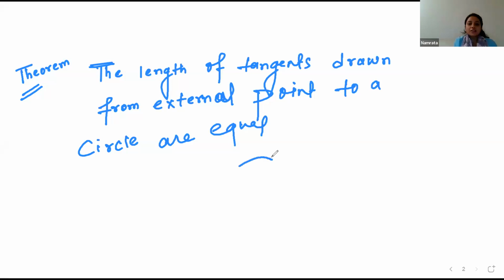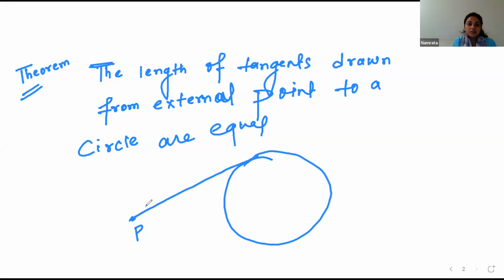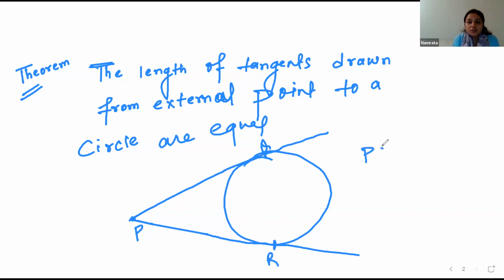So if we are having a circle like this, and an external point from where we are drawing the tangents, suppose the external point is P, from here we draw this tangent and this tangent. These two tangents from the external point P to a circle must be equal with each other. If the point of contact is Q and here R, then we can say PQ must be equal to PR.